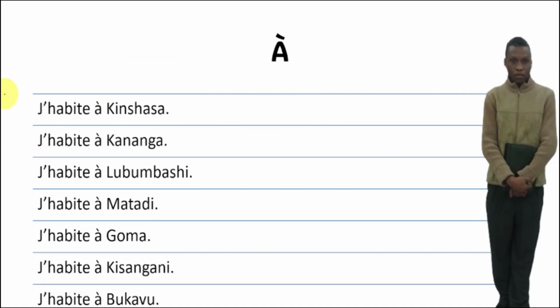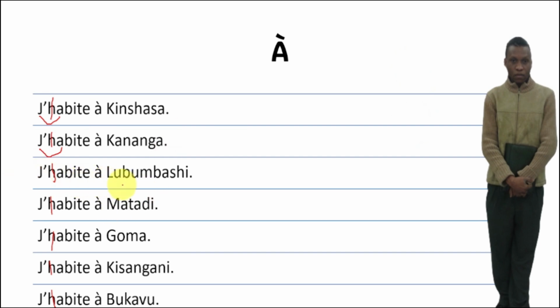So, j'habite à Kinshasa. Like I said, you link it together, okay? You link it together. This one is silent. This one, I'm not saying it. Silent. These ones are silent when you pronounce it, but make sure you write it. So I'm putting it like this, I'm linking like that. J'habite à Kananga.